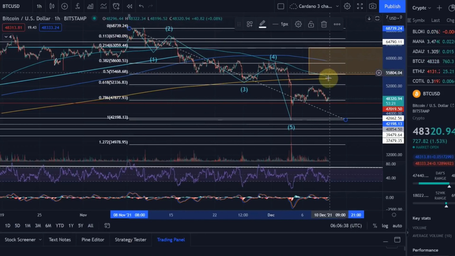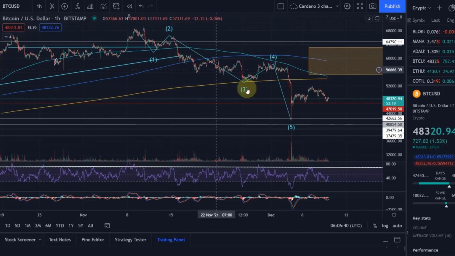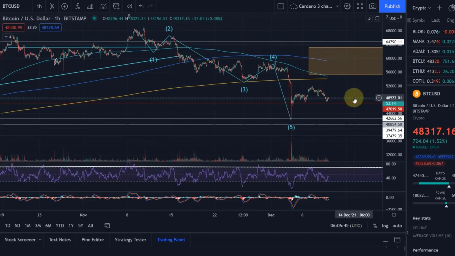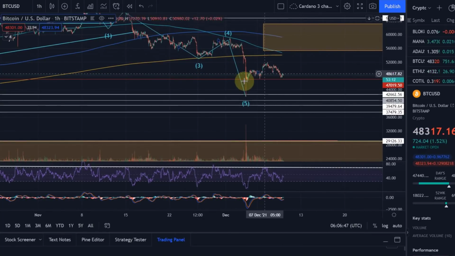55.5 and 63k. That's where, because it's a retracement of a wave A, this is where your wave B will land. And then we come down in wave C down here. So that's the move that we're doing at the moment, in my view.